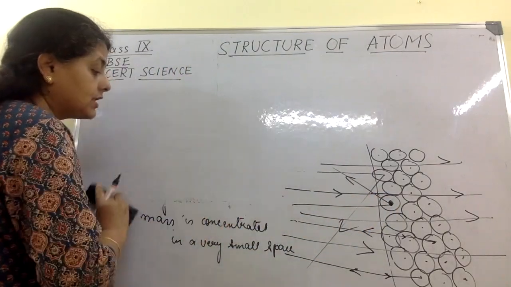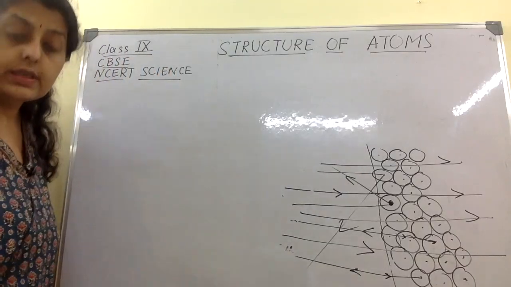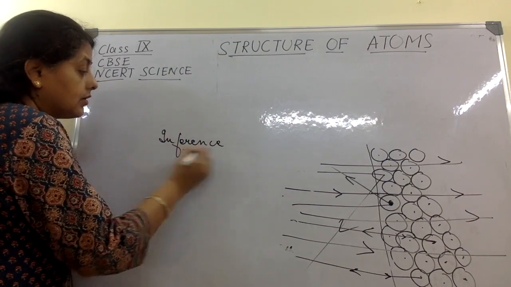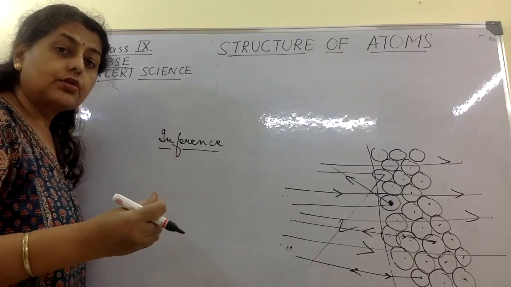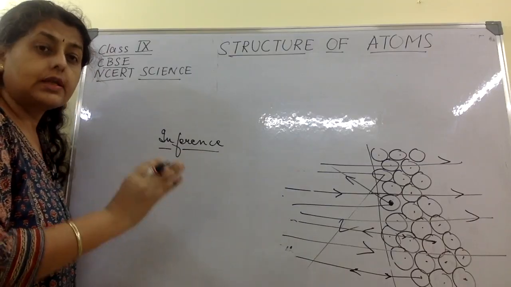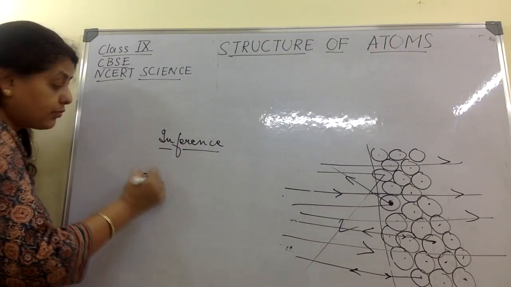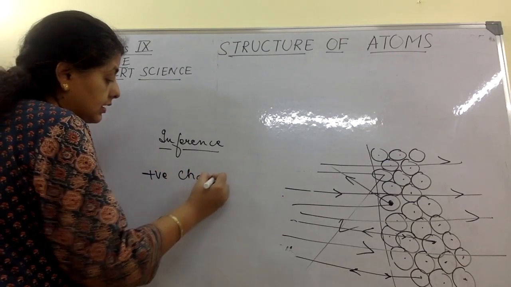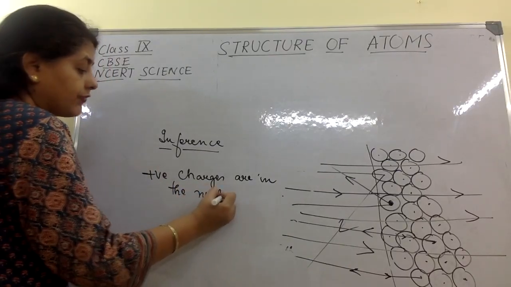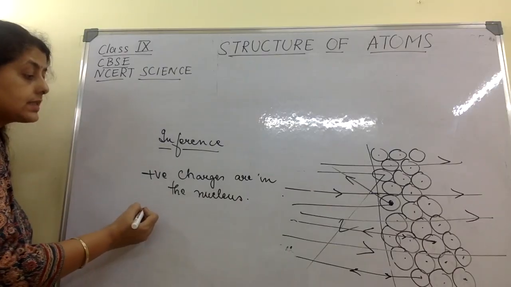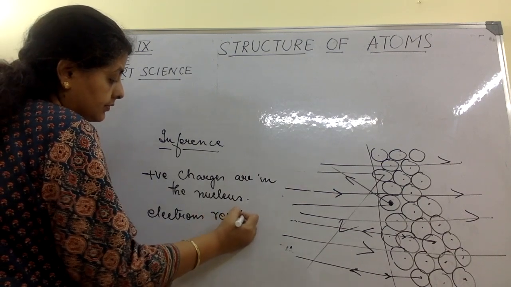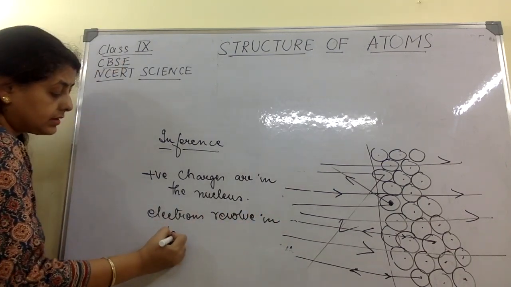Now what was the inference from this? Every scientist will come to an inference. Finally, after the conclusion, what idea did he get? Finally he said positive charges are in the nucleus of the atom. That he found out because it was rebounding from there. Secondly, he said electrons revolve in circular paths.